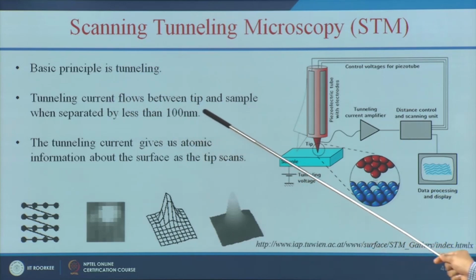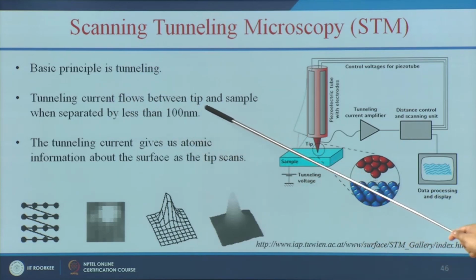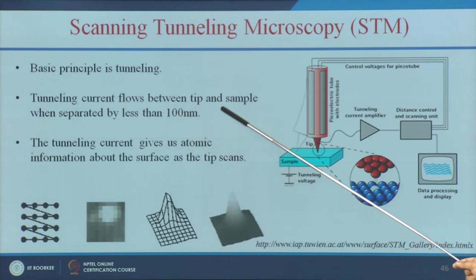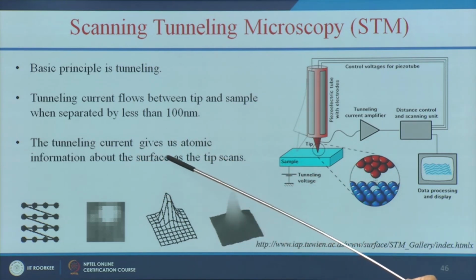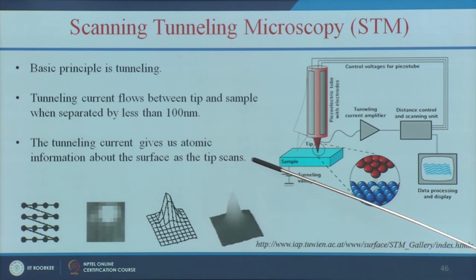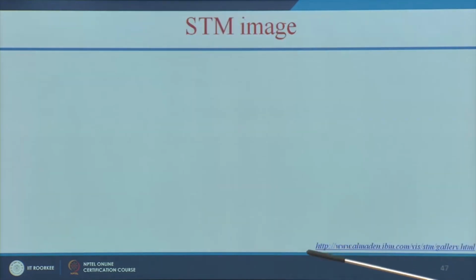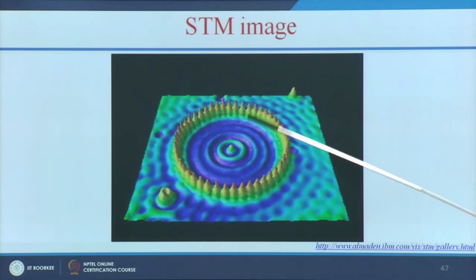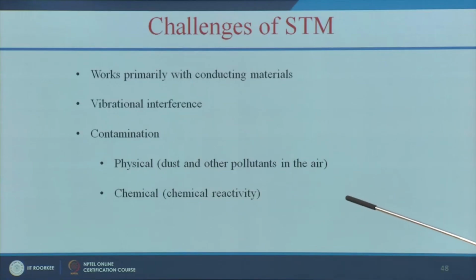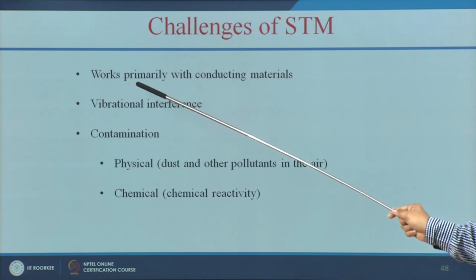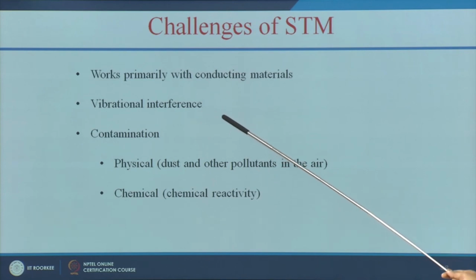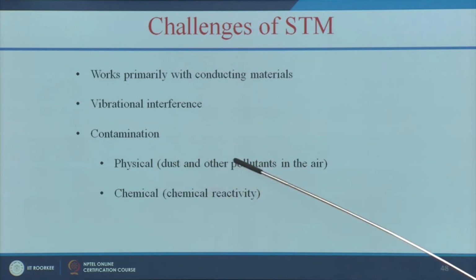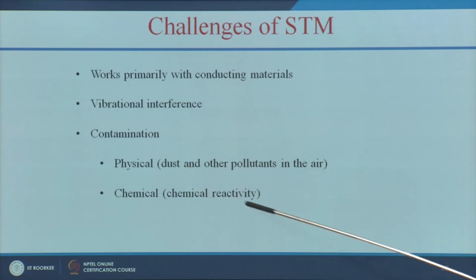The tunneling current flows between the tip and the sample when separated by less than 100 nanometers, and this tunneling current gives us atomic information about the surface when the tip scans the sample. So, this is how an STM image looks. But the challenges with the STM are that it works primarily with conductive materials, and there is a chance of vibrational interference, contamination by physical dust particles and other pollutants in the air, and also chemical reactivity of the samples.